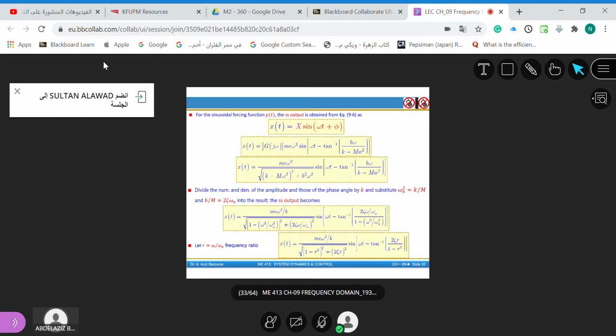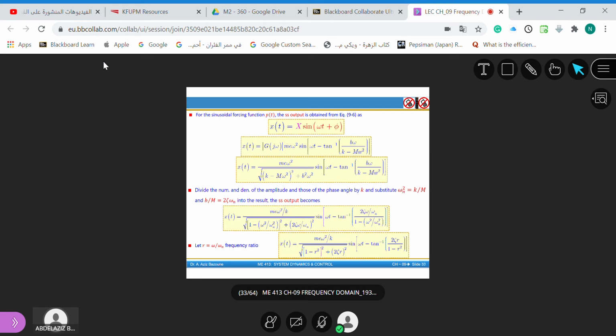The frequency ratio r is equal to omega over omega n. We defined it here, and we end up having our equation to be m e omega squared over k. This is nothing but force over k, which is basically the static deflection. The force over k is the static deflection, times 1 minus r squared plus twice zeta r, sine omega t minus the angle psi, in terms of psi.